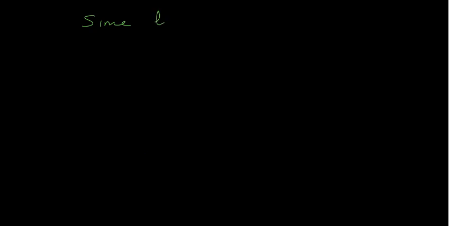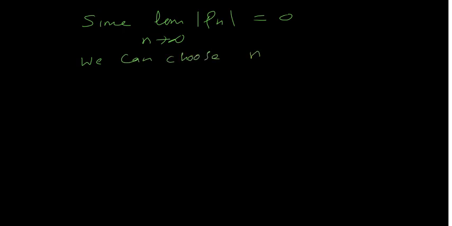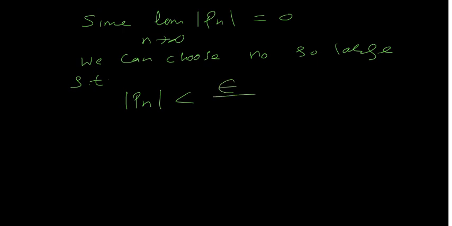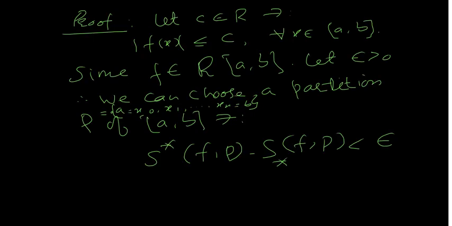Since the limit of mod of Pn is equal to 0 as n approaches infinity, we can choose n naught so large such that mod of Pn is less than epsilon. But what's epsilon here? I choose it suitably: it's equal to epsilon divided by 2c times m. So what's this m? This m is for the partition P, which is a partition of m points.